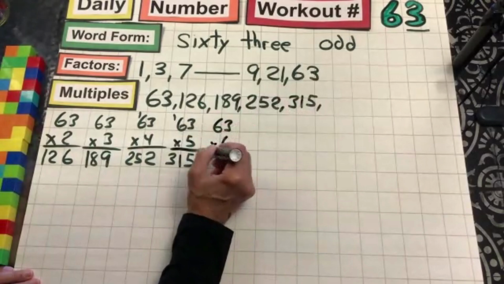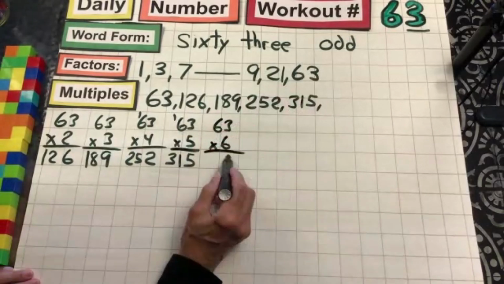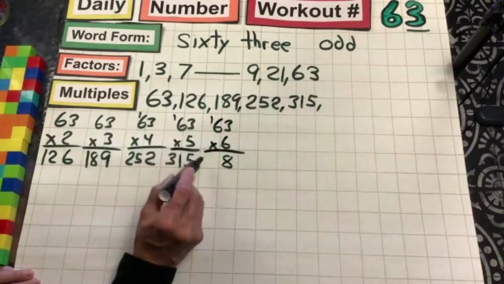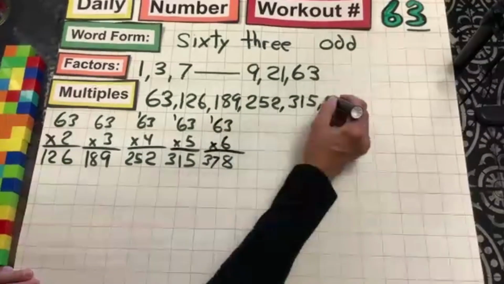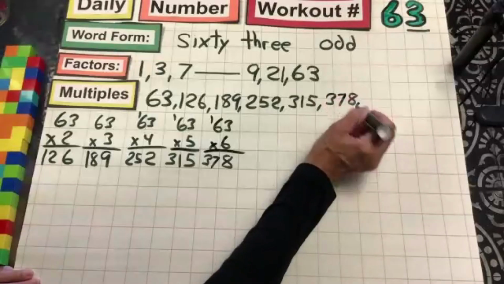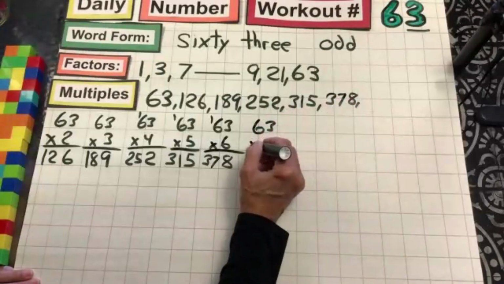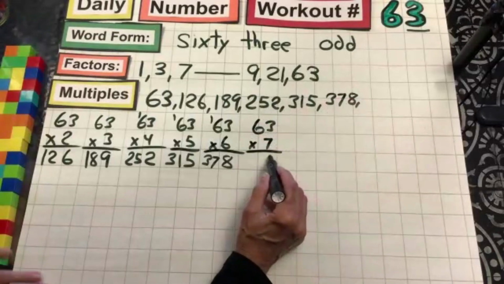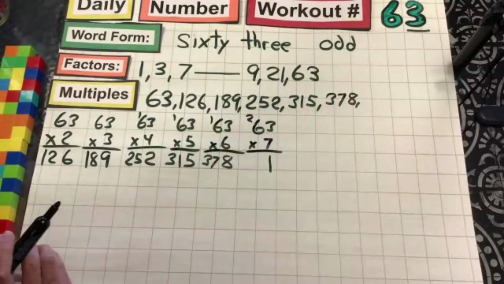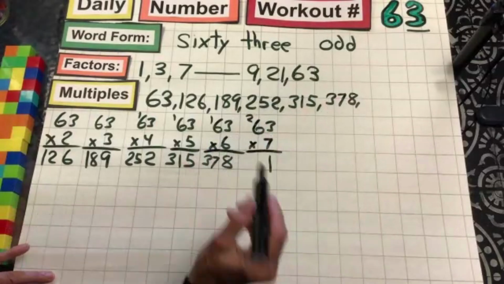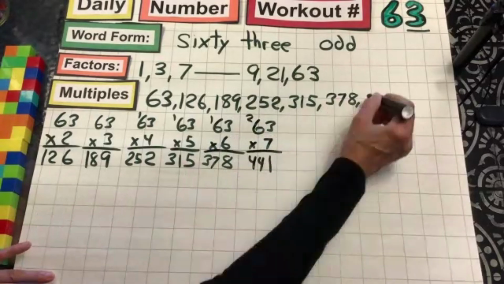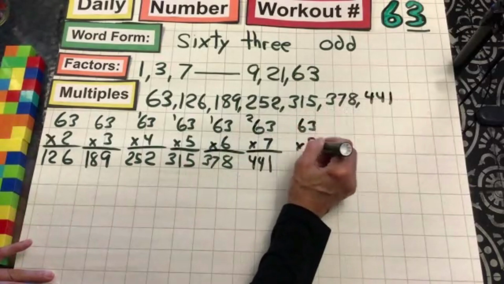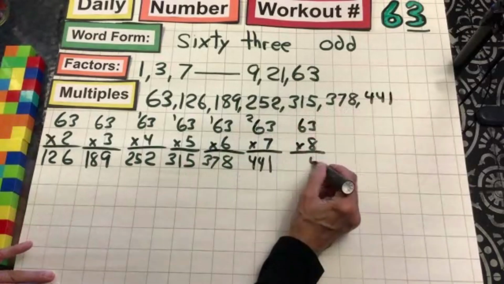63 times 6. 6 times 3 is 18. Drop the 8, carry the 1. 6 times 6 is 36, plus the 1 is 37. 378. 63 times 7. 7 times 3 is 21. Drop the 1, carry the 2. 7 times 6 is 42, plus 2 is 44. So that would be 441. 63 times 8. 8 times 3 is 24.